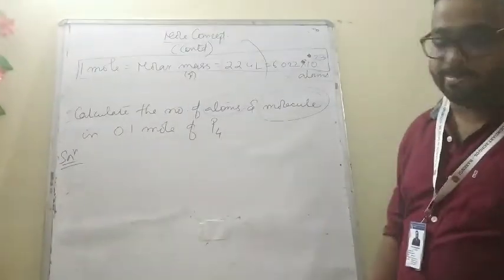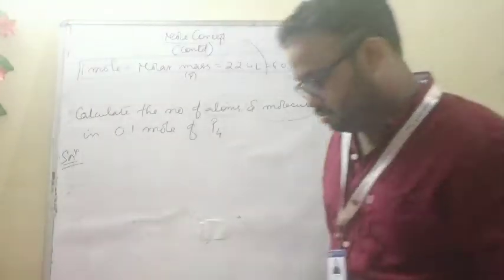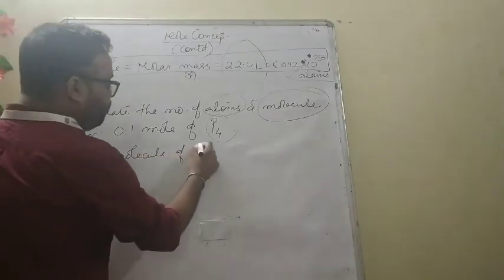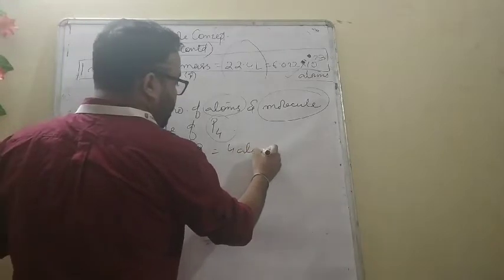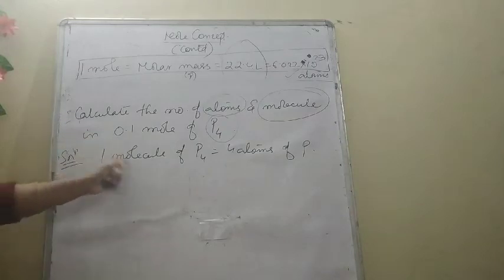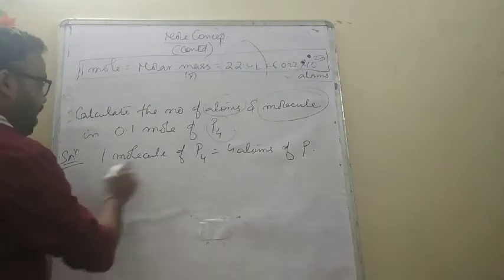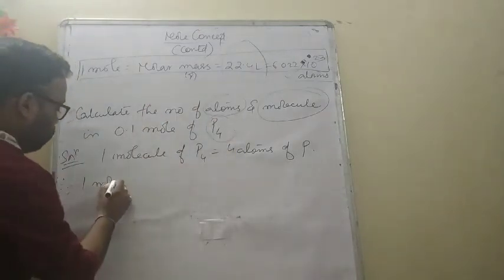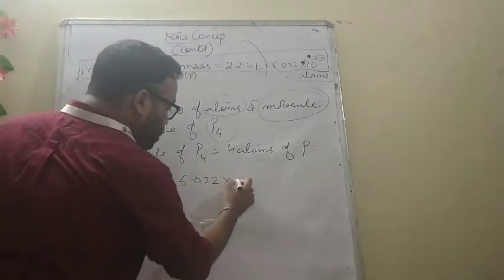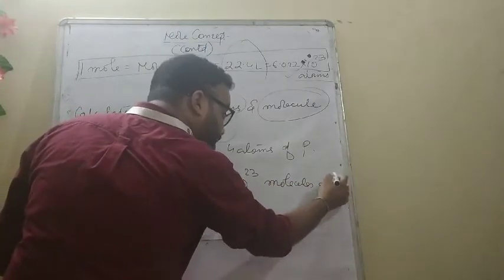Atoms and molecules. Now which is a molecule? You tell me. This is a molecule or this is an atom? This is actually a molecule. Means one molecule of P4 has 4 atoms of P here. One molecule of P4 means 4 atoms of P. So if I take P4, then 1 mole of P4 will have 6.022 into 10 to the power 23 molecules of P4.